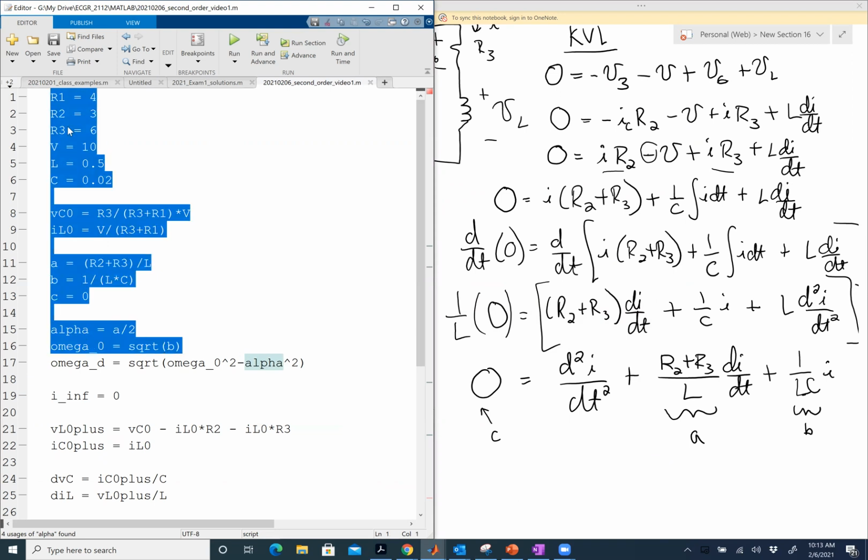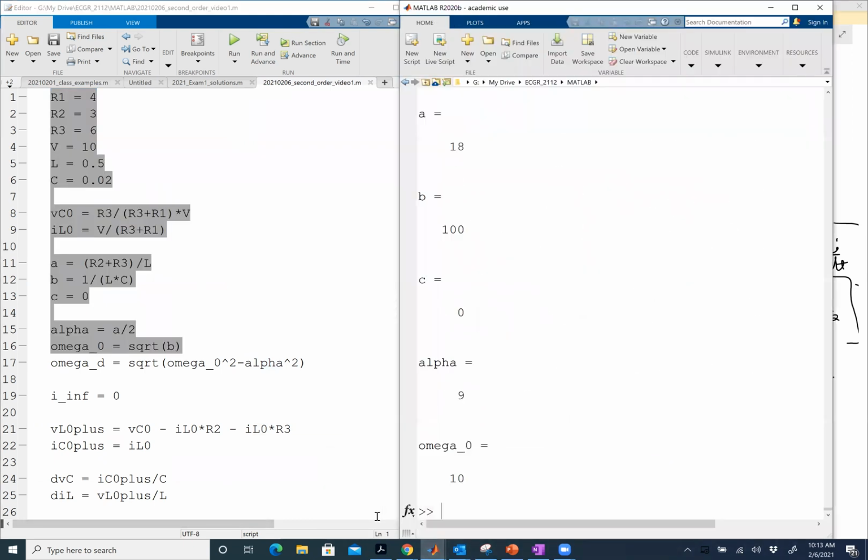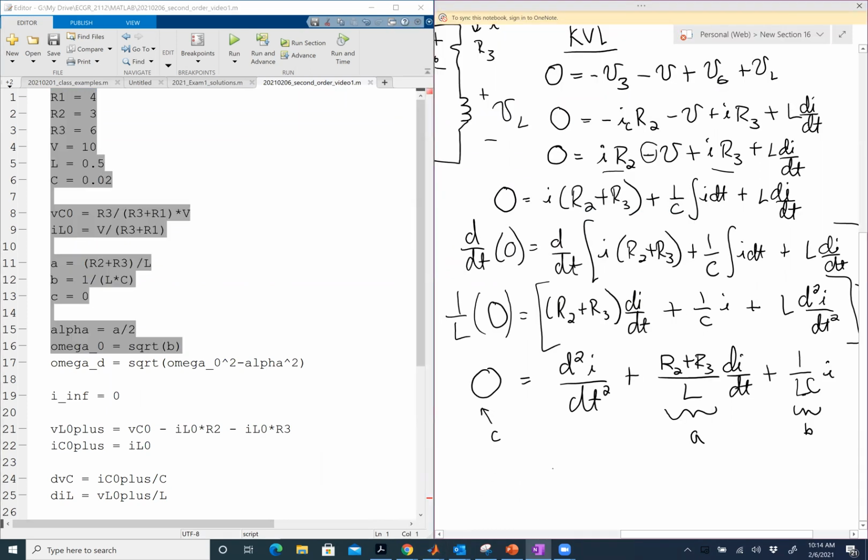So I'm going to run this in MATLAB and look at that result. I see that alpha is 9 and omega naught is 10.